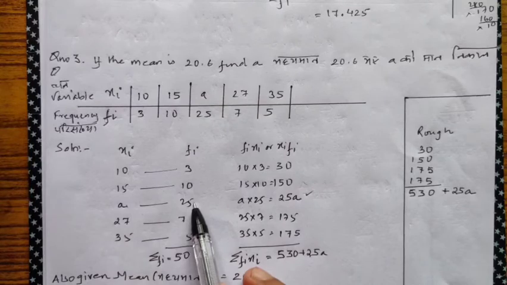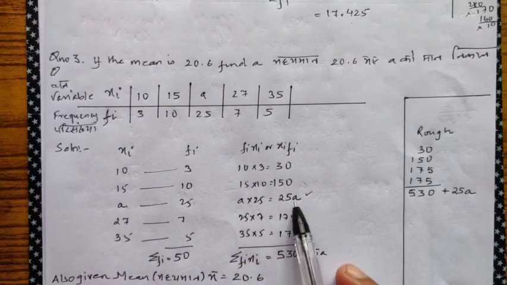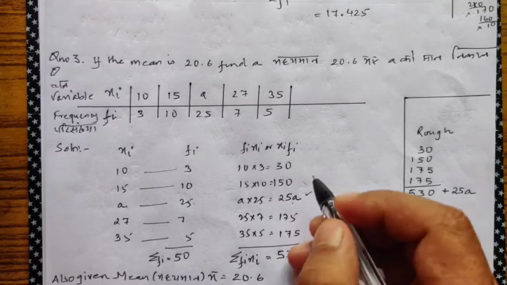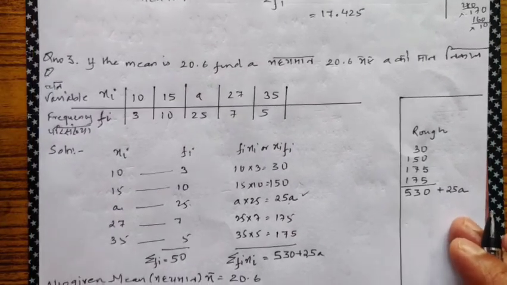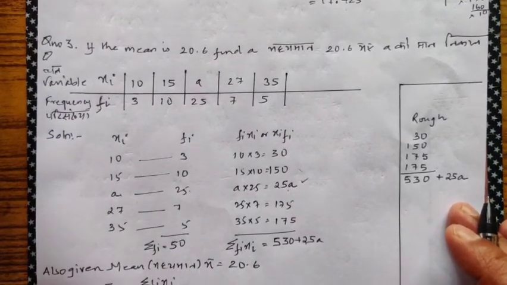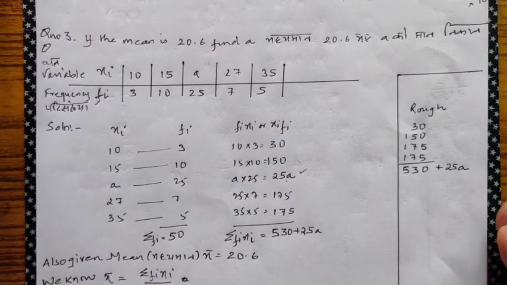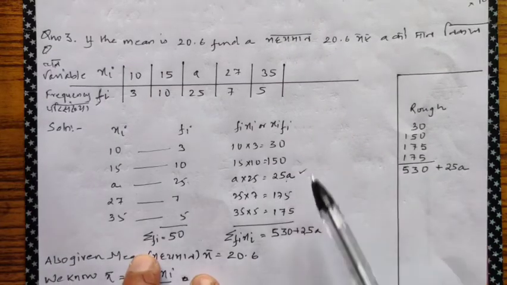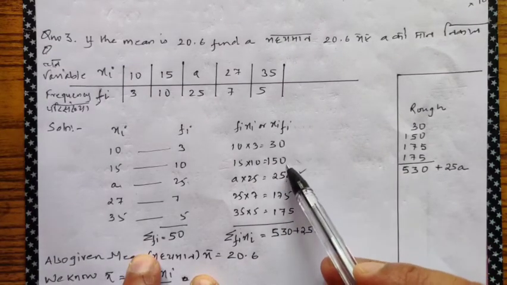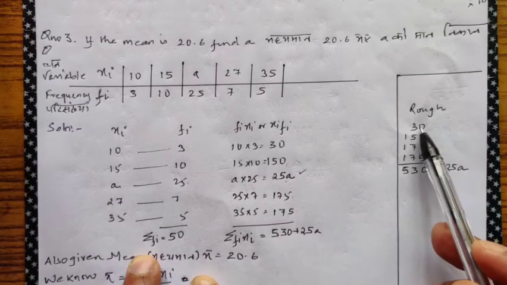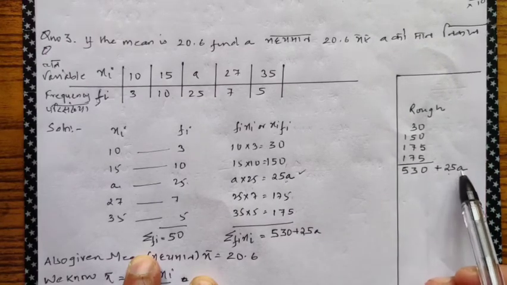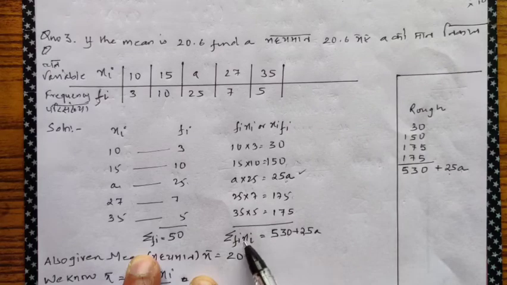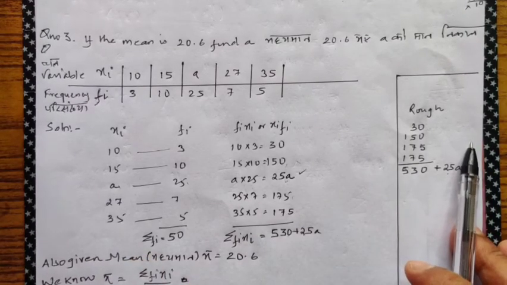Now be careful, we have this unknown a. So a into 25, can you see? A into 25 is 25a. People, be very careful out here. Multiply 25 into 7, multiply 35 into 5. According to the formula, I need summation fi xi. Now when you find fi xi, go to the rough work. Add all the numbers first. Forget this a. 30, 150, 175, 175. Can you see I have added all? Plus this 25a, because there is an a out here and you cannot add this. So summation fi xi equals 530 plus 25a.